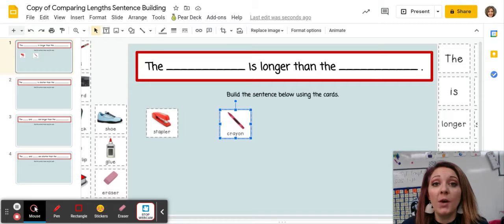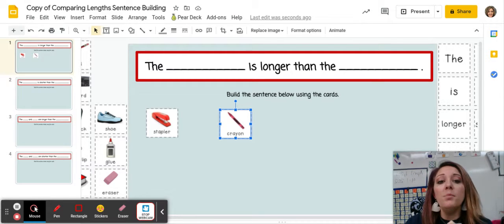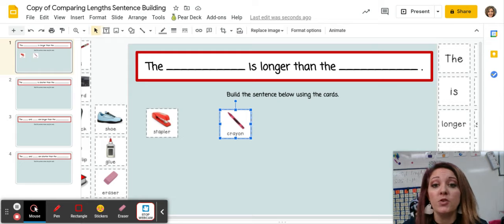Hi, boys and girls. Today we're going to work on measuring length. So remember, length is how long or how short something is. When you measure length, you're measuring from one side to the other, like this. We're going to complete some sentences using some of these pictures here.